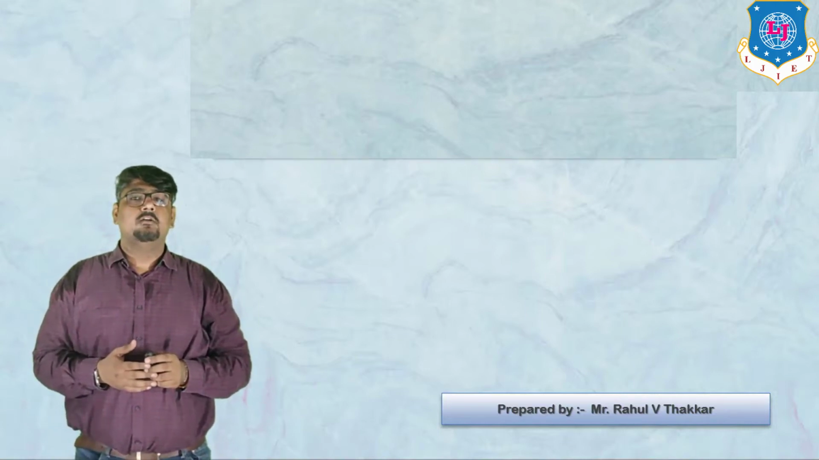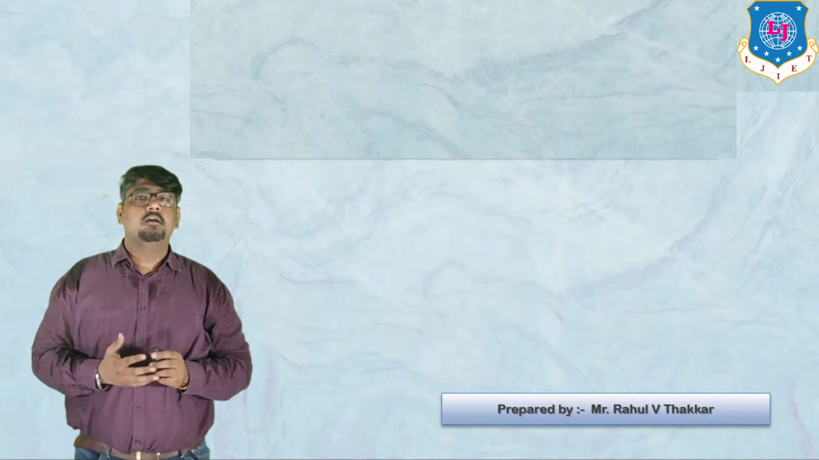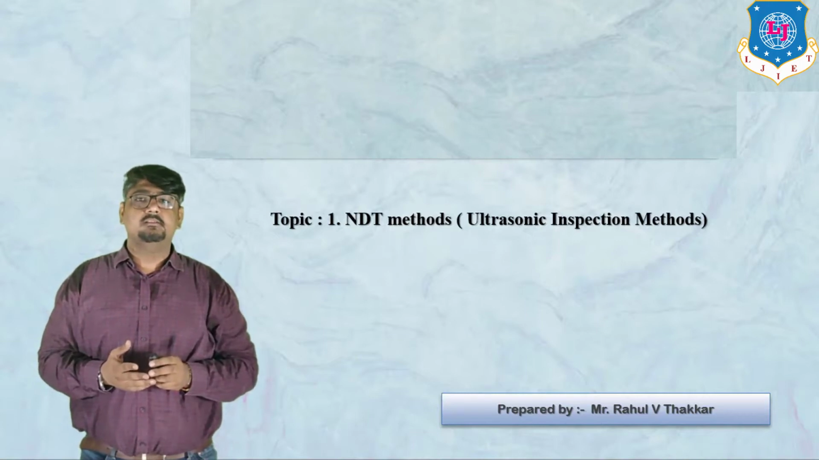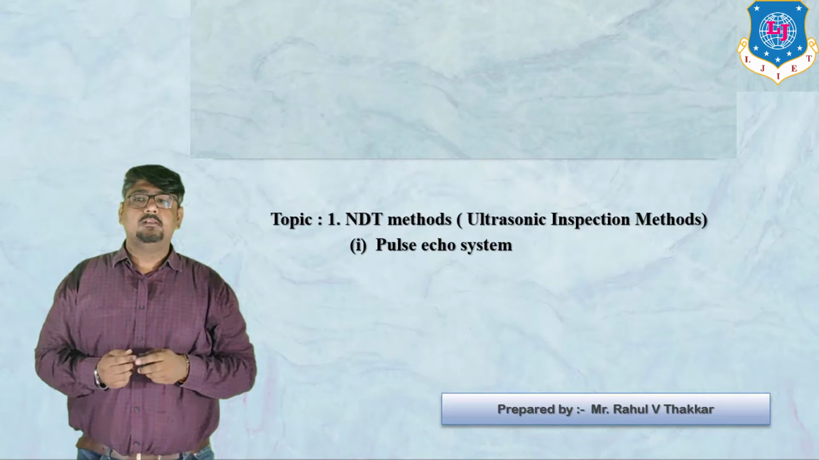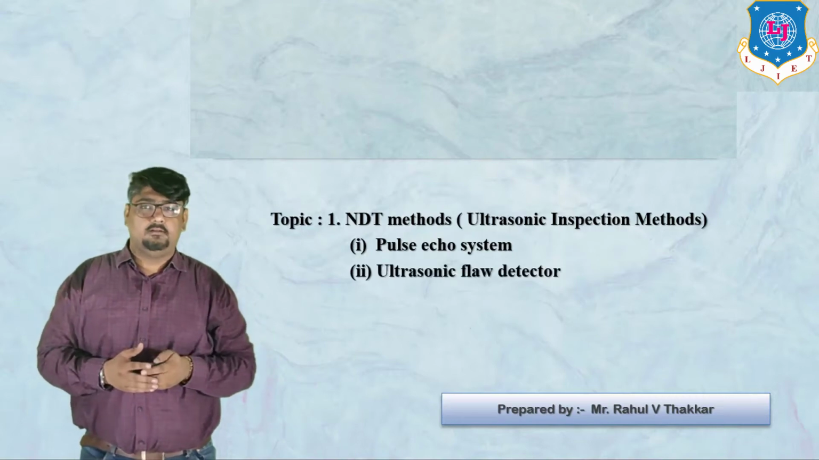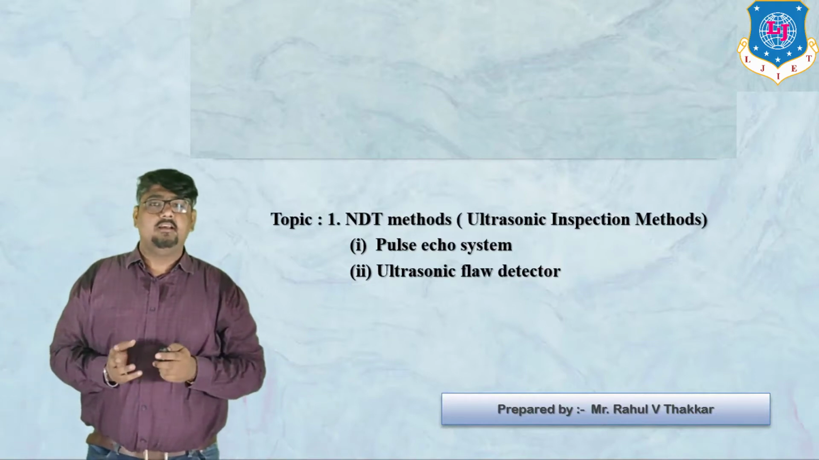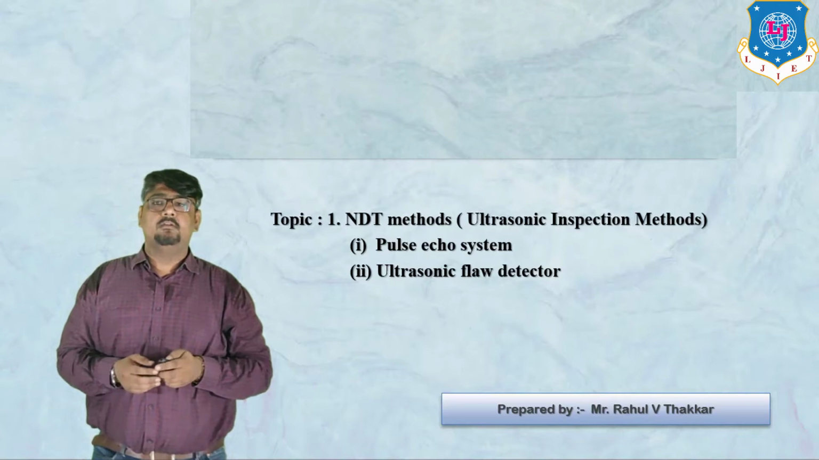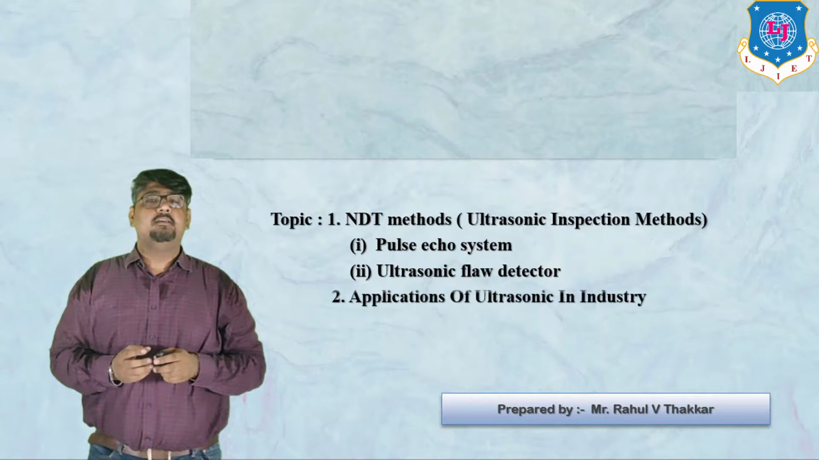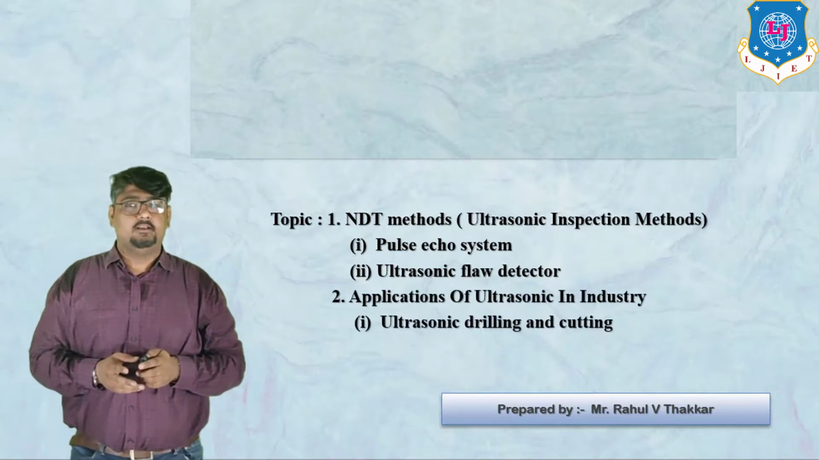Now in this video we will understand the inspection of material through NDT by two different methods, namely pulse echo system and flaw detector method, with its advantages and applications. At the end, we will discuss the applications of ultrasonics in cutting and drilling.